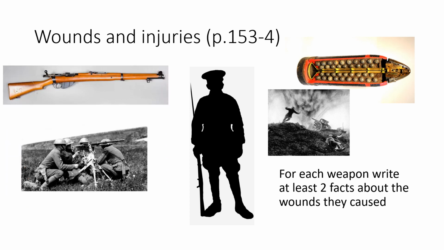And lastly, rifles were still being used. So a sniper might use a rifle. He would be on duty and aiming for any movement he could see in the trench of the enemy. So for each of these weapons, use the information I've given you or the information in the textbook on page 153 to 154 to help you explain these weapons that caused injuries.